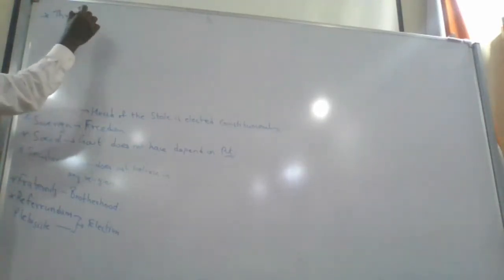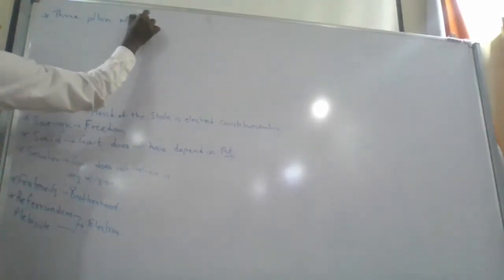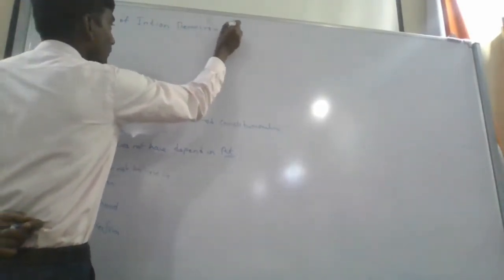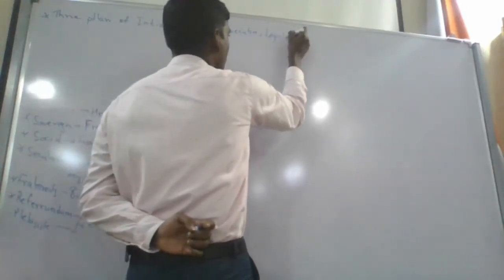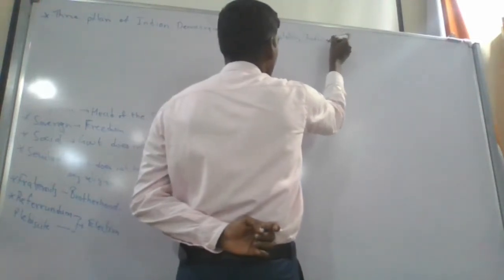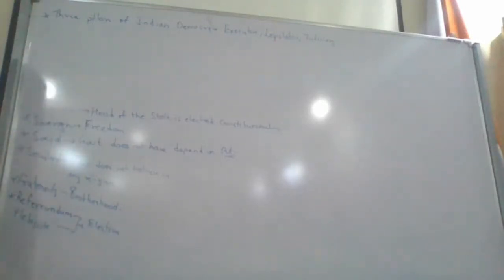Written? Okay. Take down three pillars of Indian democracy. Executive, legislative, judiciary. They are all independent. They are all completely free. No one is dependent on anyone else.